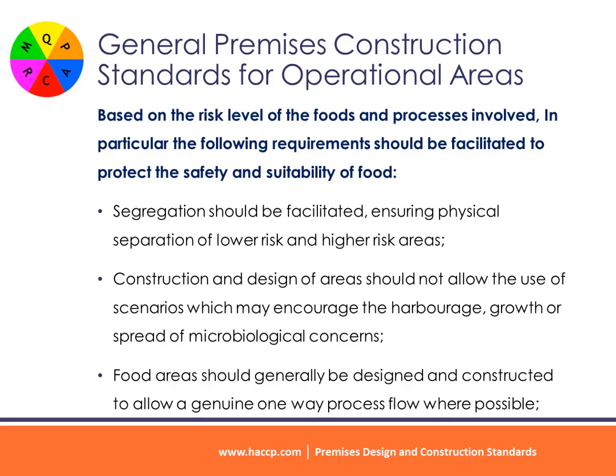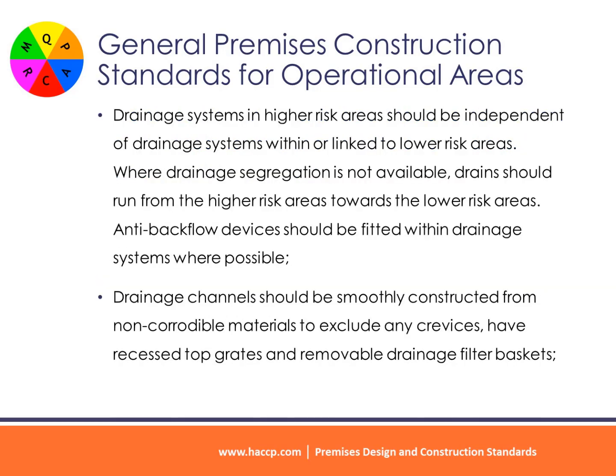Segregation should be facilitated, ensuring physical separation of lower risk and higher risk areas. Construction and design of areas should not allow the use of scenarios which may encourage the harborage, growth or spread of microbiological concerns. Food areas should generally be designed and constructed to allow a genuine one-way process flow where possible. Drainage systems in higher risk areas should be independent of drainage systems within or linked to lower risk areas. Where drainage segregation is not available, drains should run from the higher risk areas towards the lower risk areas. Anti-backflow devices should be fitted within drainage systems where possible.